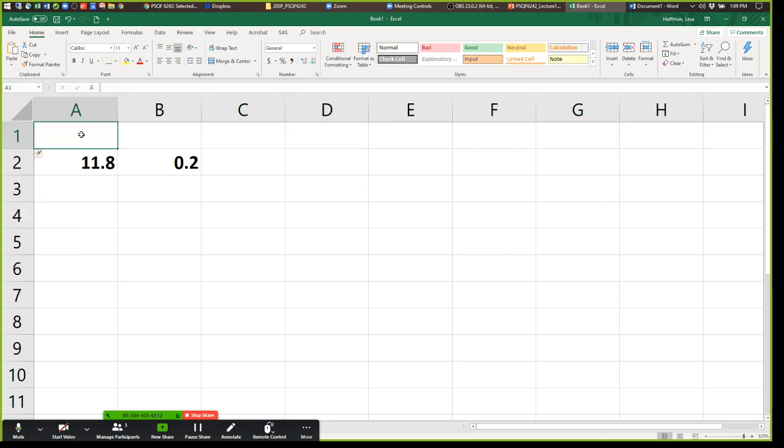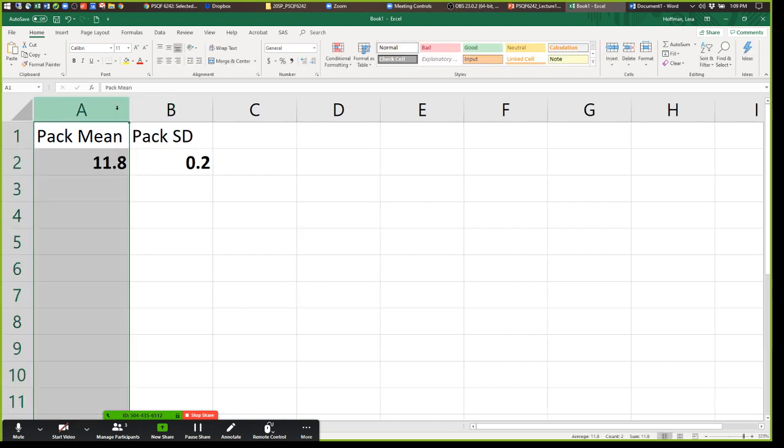We start labeling these things. So we'll say this is the pack mean, this is the pack SD. So on average, this would mean that each can is off from the mean of its pack by 0.2 in either direction, too high or too low.